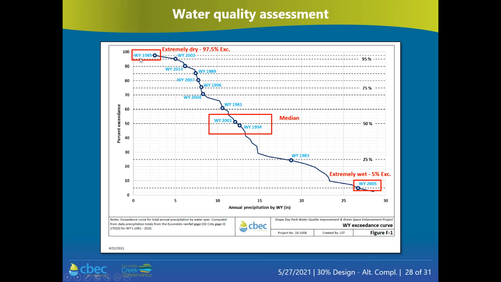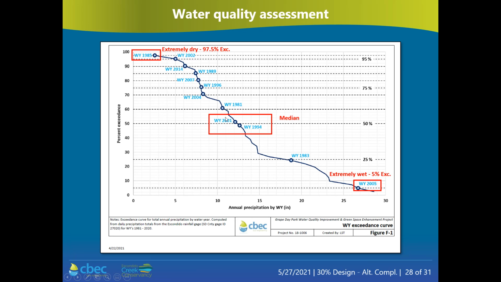And we can see here that 1985 was one of our driest years. We have annual precipitation of less than 5 inches, probably 2.5 to 3 inches here for 1985, one of the driest years on record. 97.5% of all the years within that period are wetter than 1985. Whereas for 2005, only 5% of the years in this range were actually wetter than 2005. So this is one of our top wettest years here with over 25 inches of precipitation in 1 year.